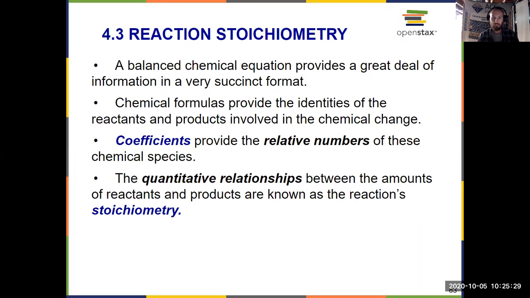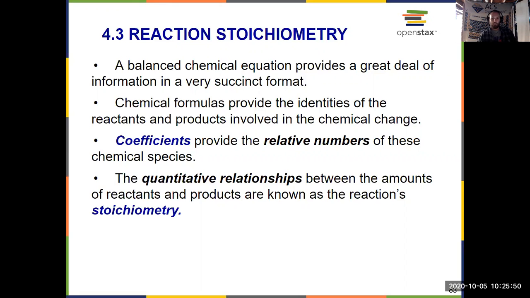So we've seen in the previous video, right? First, how to balance, and then the information that a balanced chemical reaction provides. It tells us the identities, the change that's undergoing, right? The number and type, what's happening to them. So the coefficients gave us the relative numbers, the simplest ratio of these things.